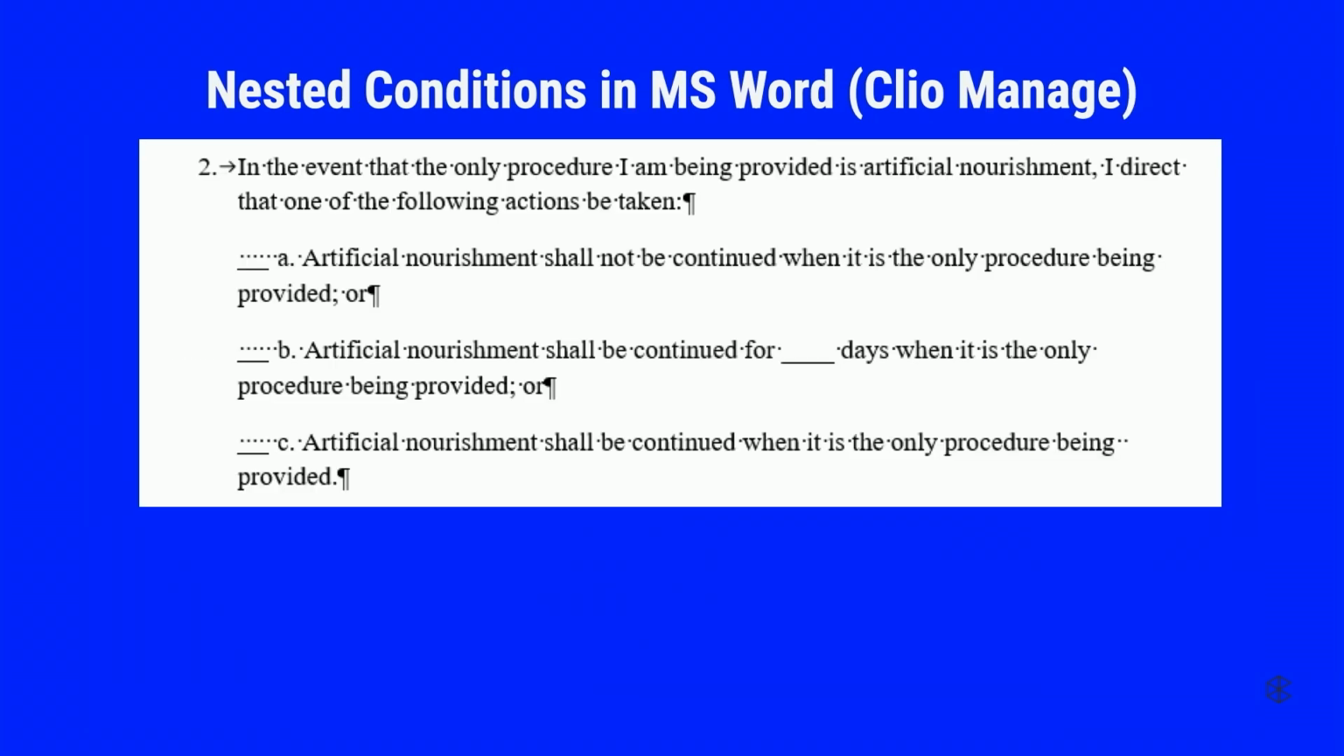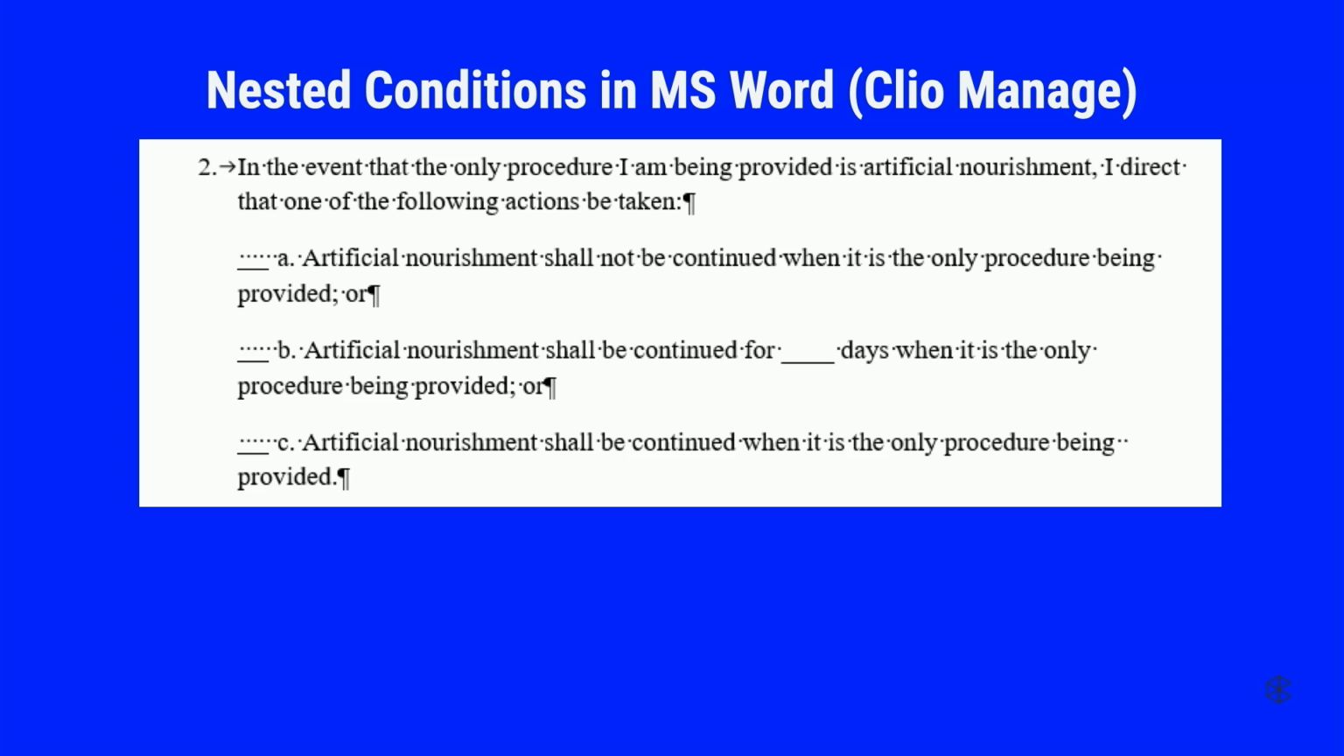Another example, so this is a use case in Clio Manage. We're looking at a living will where there are three possibilities. You do not want to continue artificial nourishment. You want to continue it, but only for a certain duration, or you want to continue it as long as it's the only procedure being provided, so open-ended.